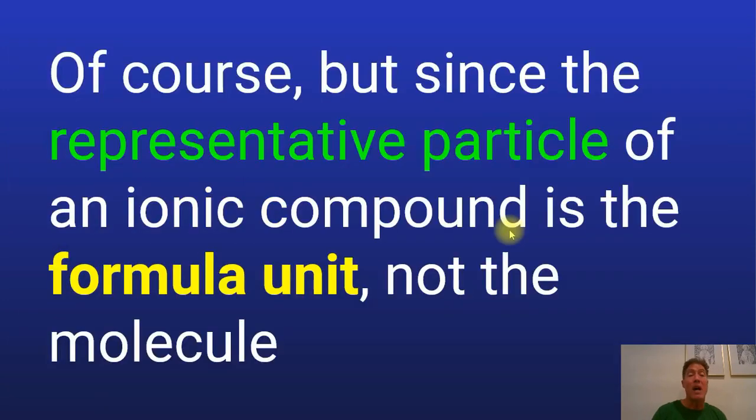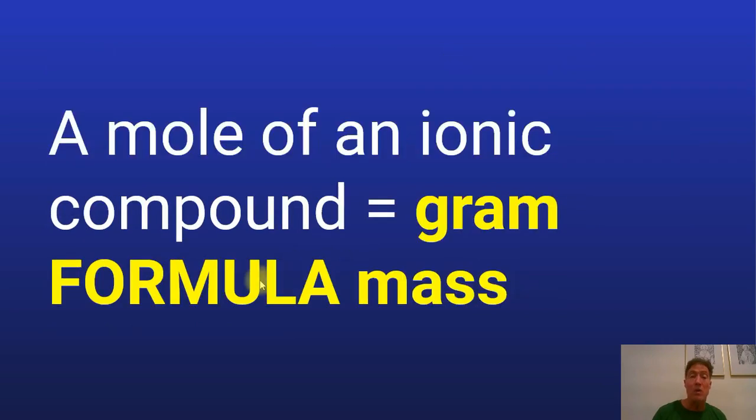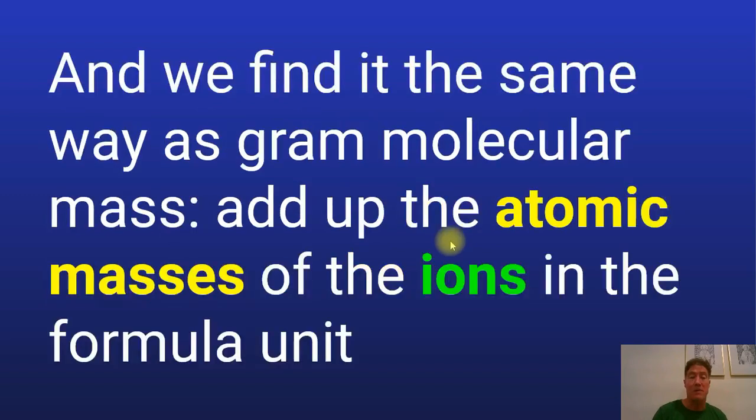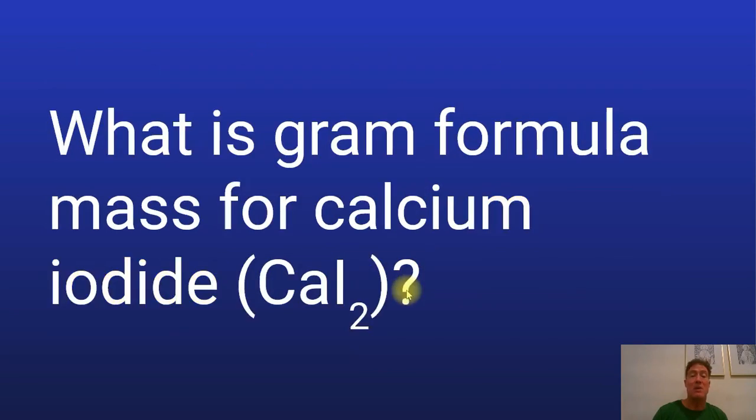Can we have moles of ionic compounds? Of course. But again, since our representative particle of an ionic compound is the formula unit, not the molecule, we have another term we use, this gram formula mass. It's the mass of a mole of the formula unit in grams. And we find it the same way as we find molecular mass. We add up the individual atomic masses of the ions in the formula unit.